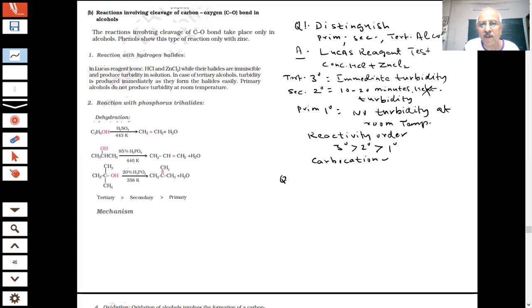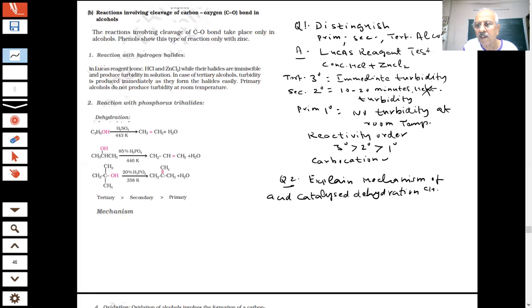There was a question which was asked in the paper: explain the mechanism of acid catalyzed dehydration of ethanol. Important question. It was given 2 years back also in the board. We have already discussed 3 steps for this: protonation of the alcohol, formation of the carbocation and deprotonation.